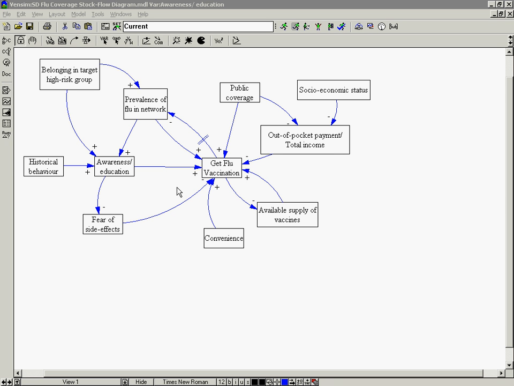Some of these are very readily associated with polarity. So prevalence of flu in network, how common flu is, and in particular, what fraction of people have flu. Is that ordinal? We say more or less of that? Yeah, it makes a lot of sense.